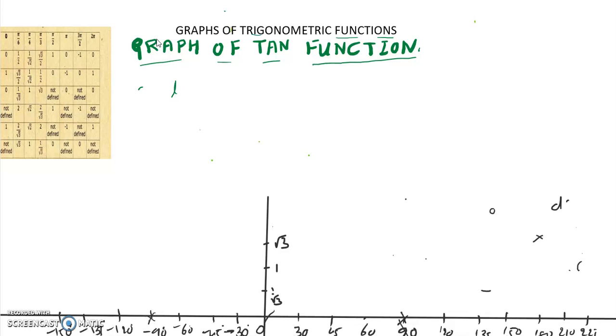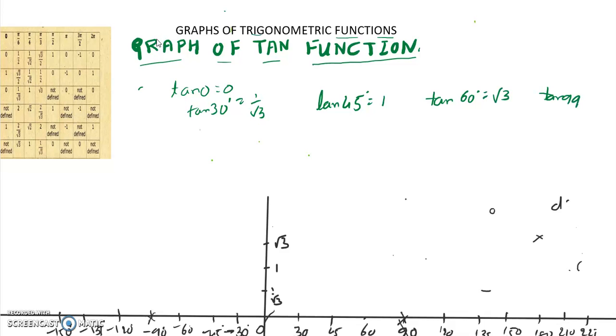You know the values of tan 0, it is 0, tan 30 degrees is 1 by root 3, tan 45 degrees is 1, then tan 60 degrees is root 3, and then tan 90 degrees we say it is infinity, and root 3 is greater than 1.